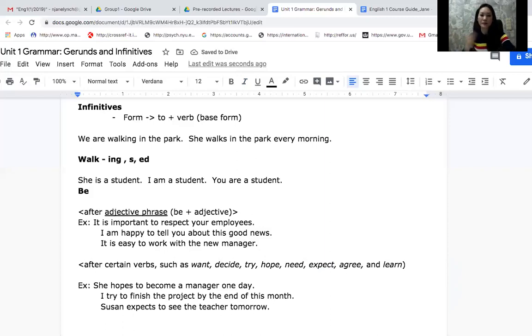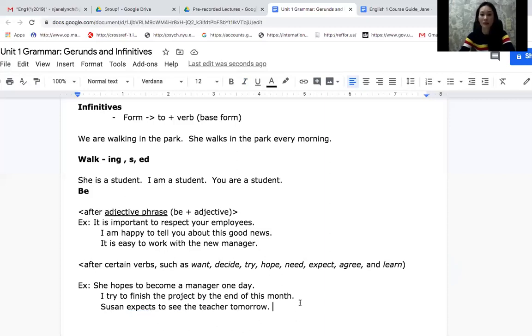So you don't say Susan expects seeing. If you use gerund in this case, that's wrong by grammar, because you use the verb expect. So when we use the verb expect, we have to use infinitive. So the infinitive is to see. Susan expects to see the teacher tomorrow.